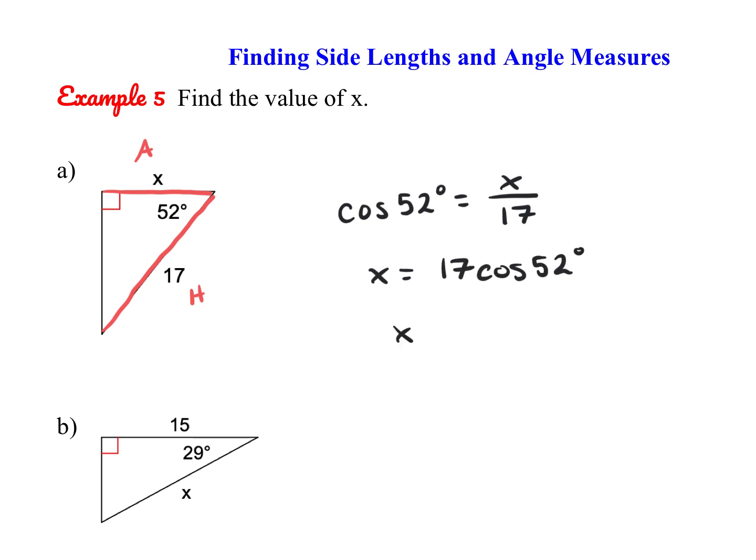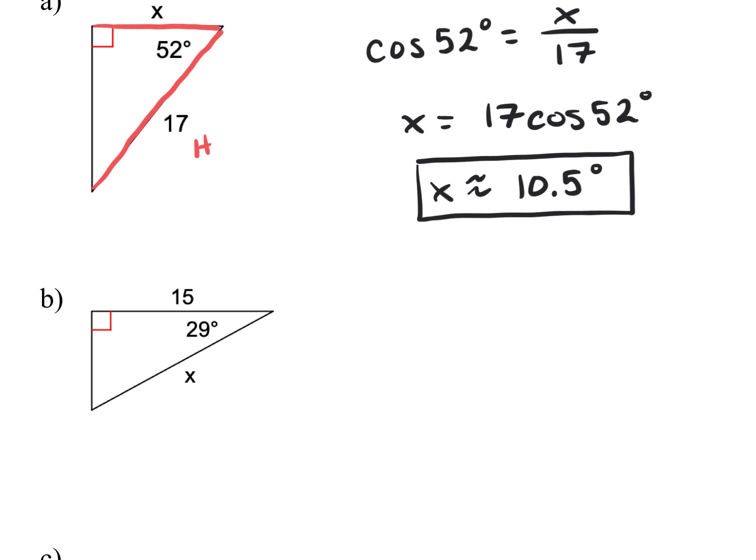And then this is something we will plug into our calculator to get a decimal approximation for. It is important that you make sure your calculator is in degrees. And so we get about 10.5 degrees. I'll round to the nearest tenth.